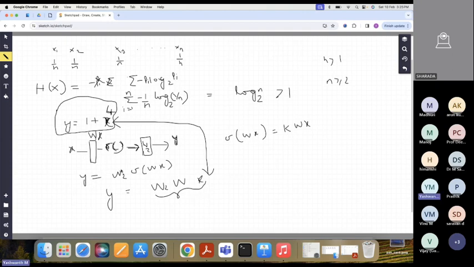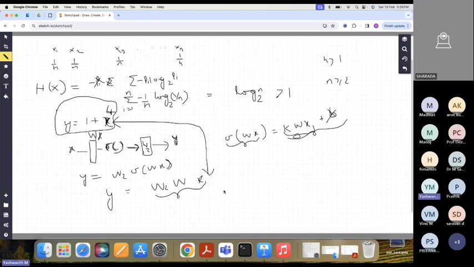Now, what is the output? Y is nothing but W2 operated on sigma of WX. Now, if your activation is linear, I can write sigma of WX as K times WX, where K is some constant. If you want to be more precise, you can write this as WX plus B, which is called affine. But for simplicity, let's put B equal to 0.